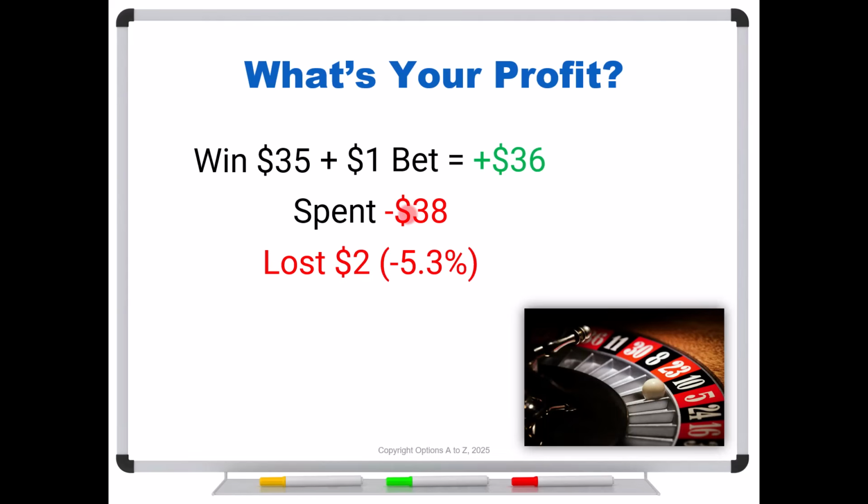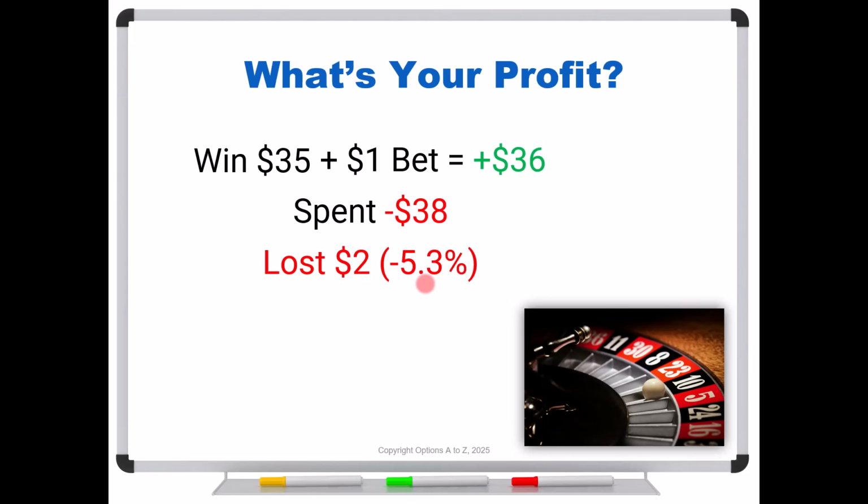So if you spent $38 and you get $36 back, it's a loss of just over 5% every single time that you play, at least on average. So why would you want to take part in this and say, well, I think it's going to land on red, or I think it's going to land on 12? This is what I think. And yet that's how options traders approach most of their trades.